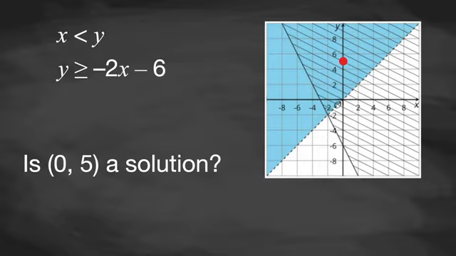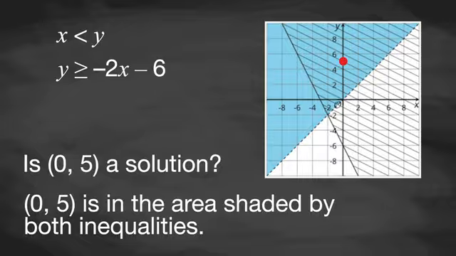Try another. Is (0, 5) a solution of the system? Let's prove that (0, 5) is a solution.